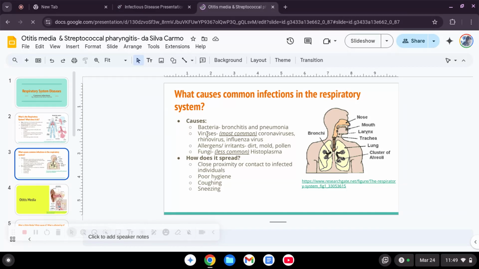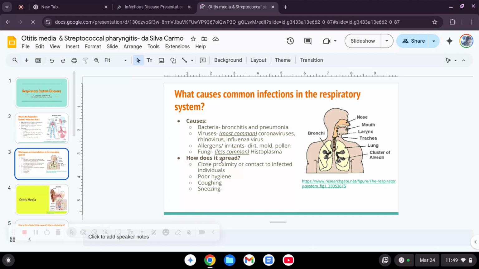Histoplasma and other fungi can also cause diseases like histoplasmosis, and allergens and irritants such as dirt, mold, pollen, smoke, and pollution can aggravate respiratory disorders like asthma and increase the risk of infection.